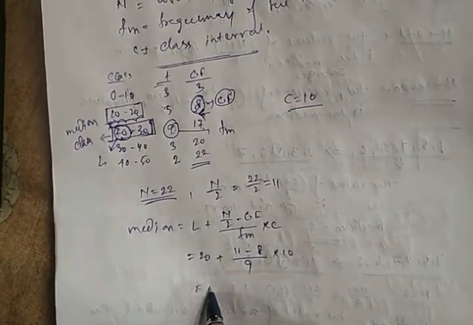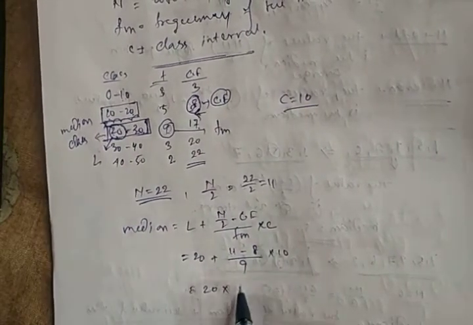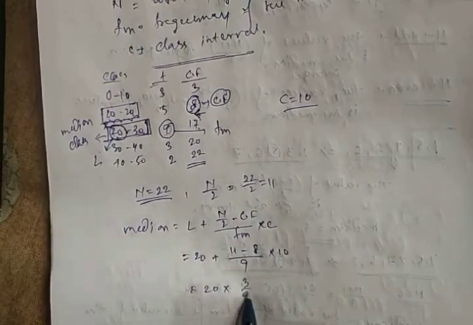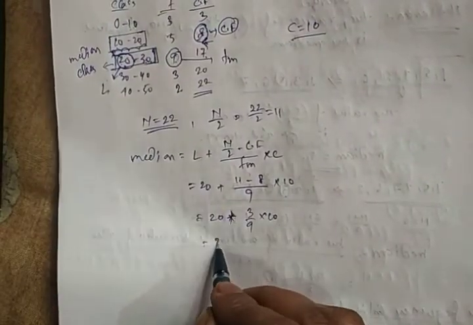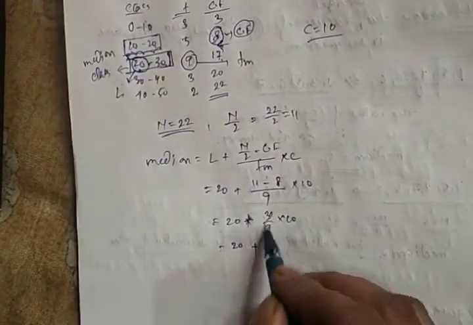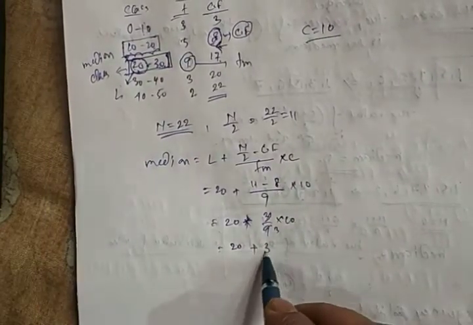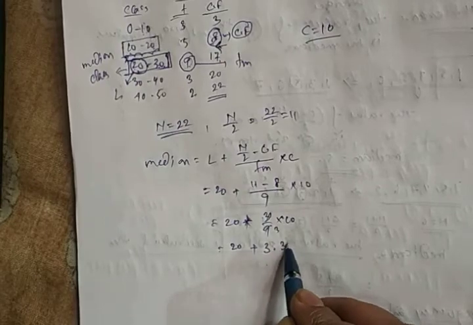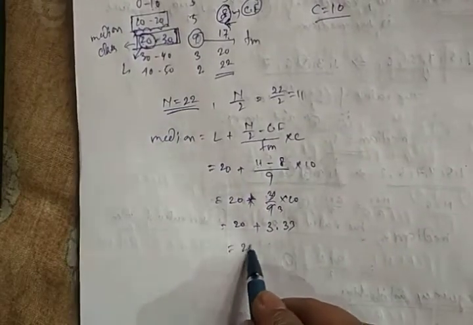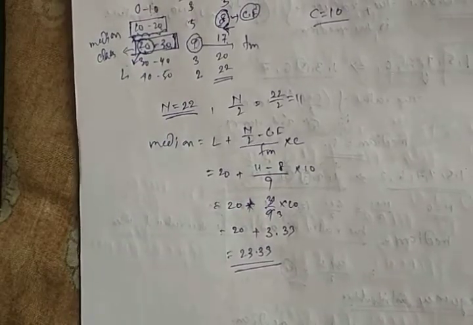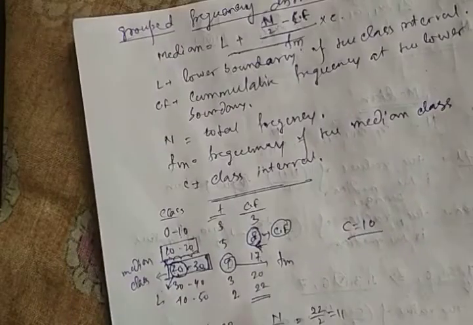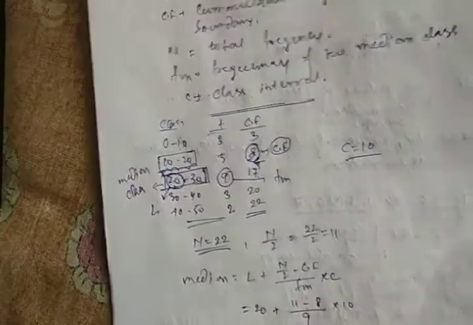Now we have to calculate. So 20 plus 3 by 9 into 10. That is 20 plus 10 by 3, which is 3.333. So 23.33 is the median of this grouped frequency distribution.